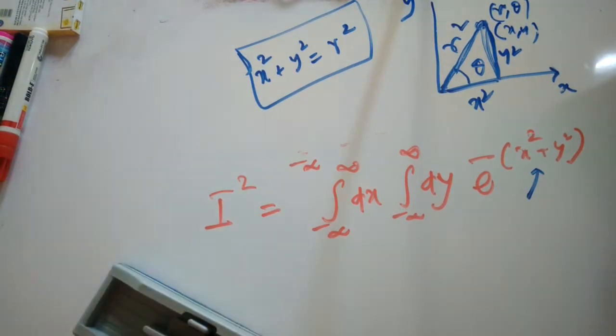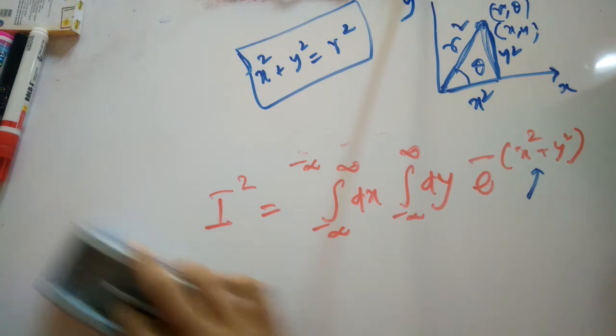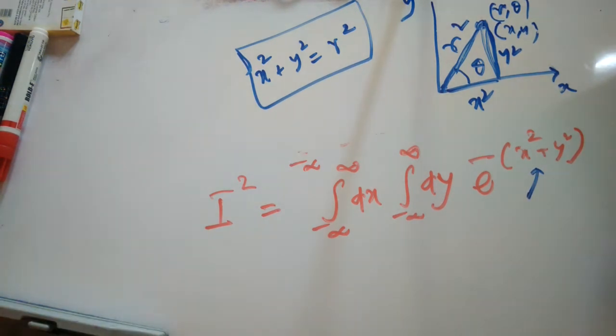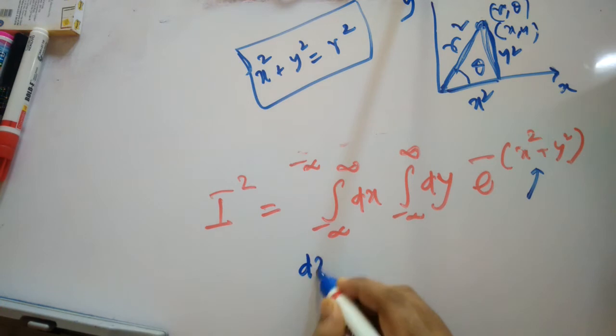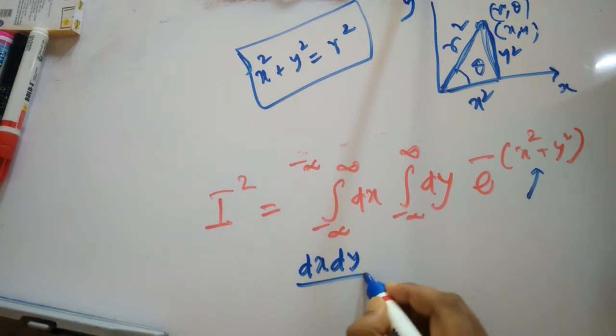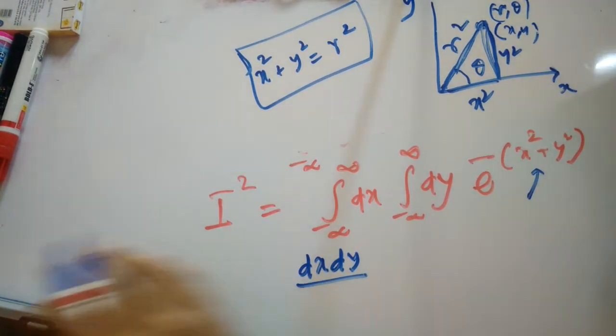That is the reason we express it as I squared. If we know I squared, we easily get the square root of this, which is I, so there is no problem. The advantage is we can replace x² + y² with r². But when we replace this, there will be a change in the area element, because dx and dy will also change.